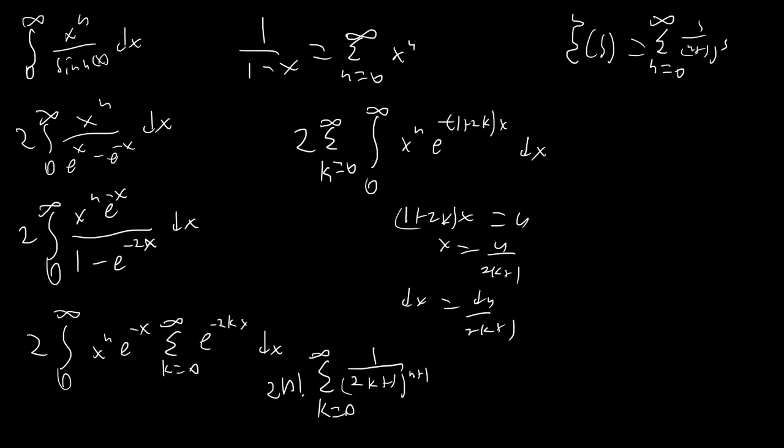If I do 2 to the negative s times zeta of s, I'm going to end up with the sum from n equals 0 to infinity of 1 over 2n plus 2 to the s.